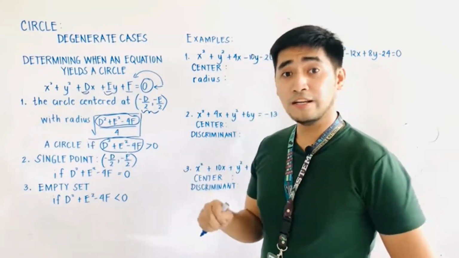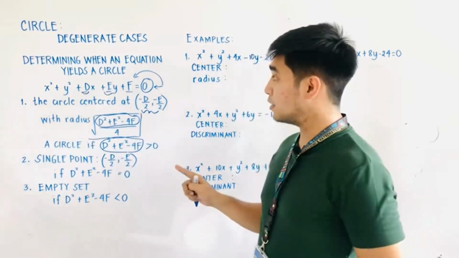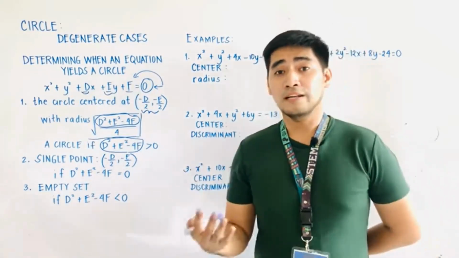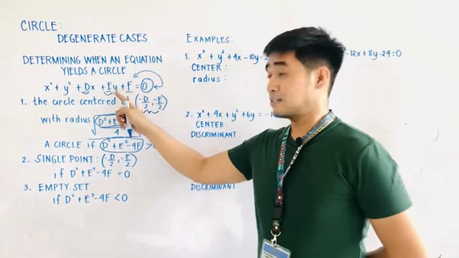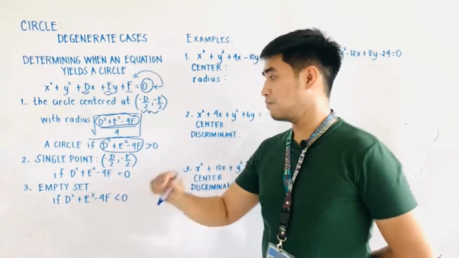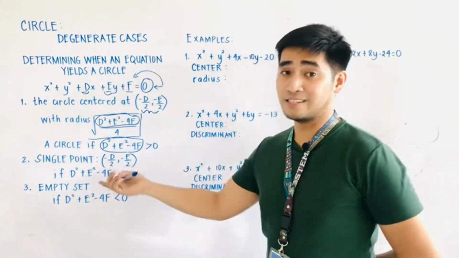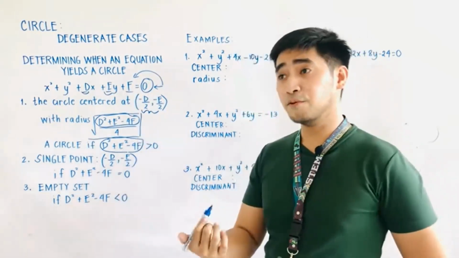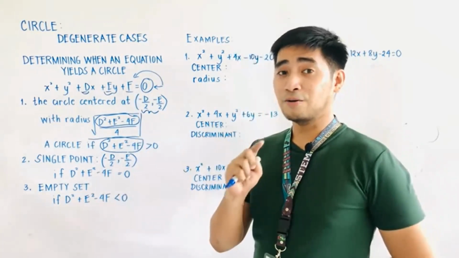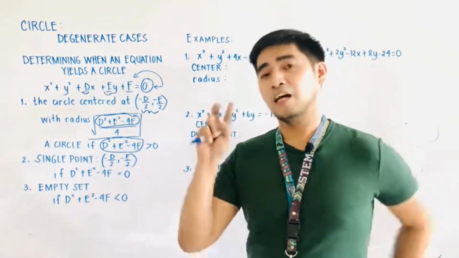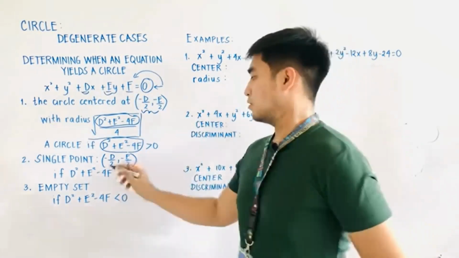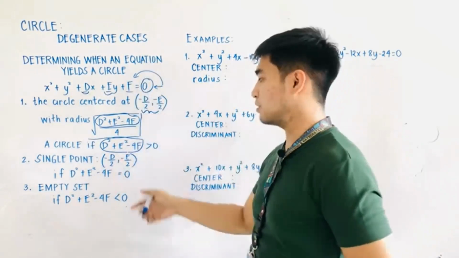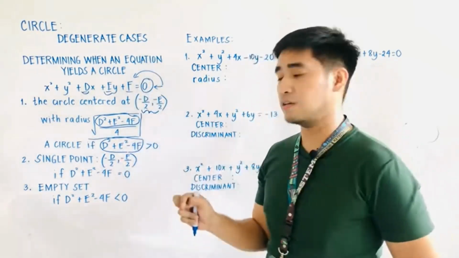Okay, for the next degenerate case, we have a single point. How do we know if an equation of a circle like this will have a degenerate case such as a single point? Again, if we have a single point, that single point will contain the center, assumed to be the center of the circle. So the formula is the same as for the center of the real circle: negative d over 2 and negative e over 2.